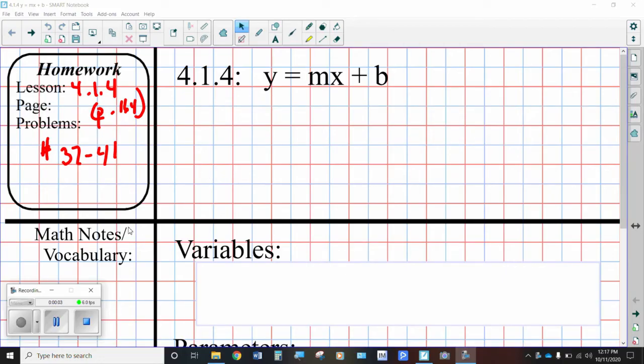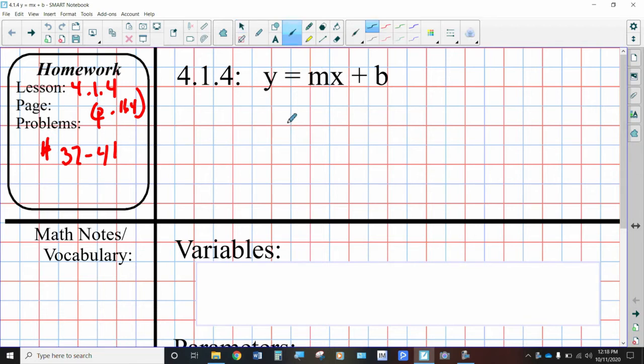Alrighty, let's get started with lesson 4.1.4. This is a lesson where we finally introduce our formula for linear equations with two variables. You'll be using this a lot. This is y equals mx plus b, and this is referred to as the slope intercept form of a linear equation, slope intercept form, y equals mx plus b.